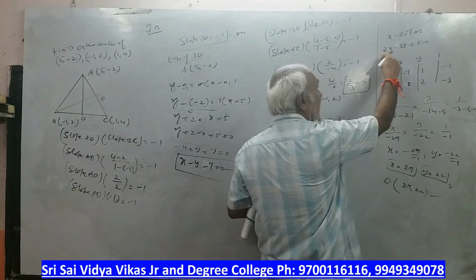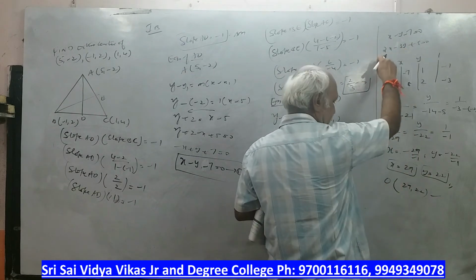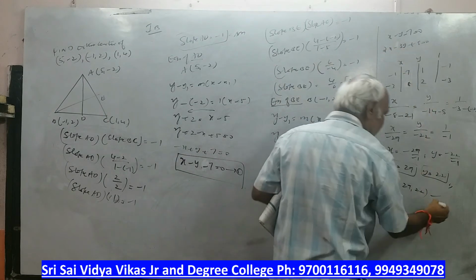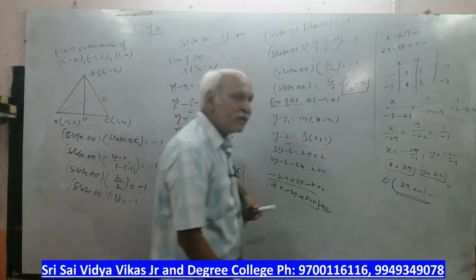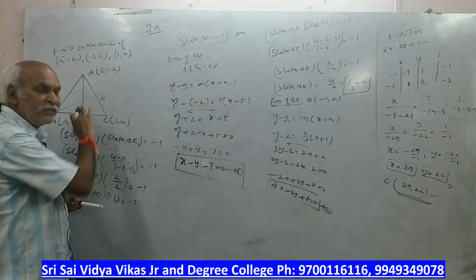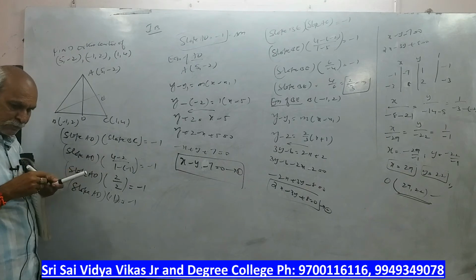Next one. 2x minus 3y. 2x means 58 minus 66. 58 minus 66 minus 8. Minus 8 plus 8, 0. So your orthocenter is right. So you can verify like this. So, same procedure, only small change is there with the numbers. Okay, let us see one more problem.